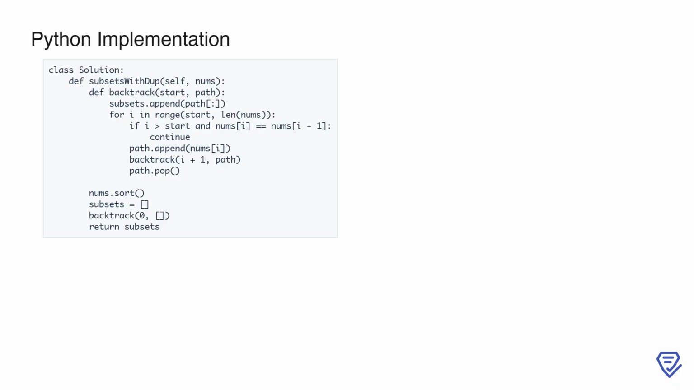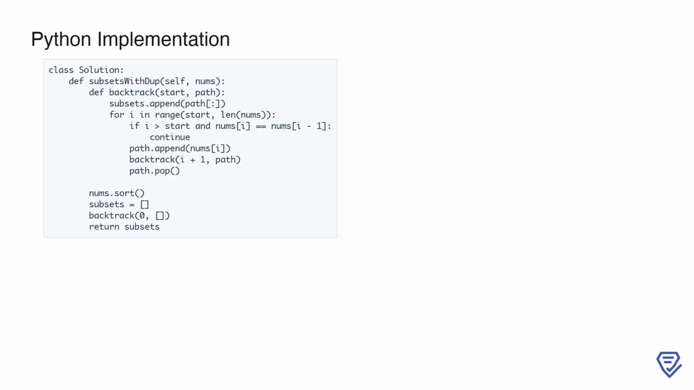Explanation. The provided code is a solution to LeetCode problem number 90, Subsets 2, which requires generating all unique subsets of an input array nums that may contain duplicates. Step-by-step explanation. 1. Sorting the input, nums.sort. The input array nums is sorted first to group duplicate elements together. This ensures that we can easily skip over duplicates during the subset generation process.